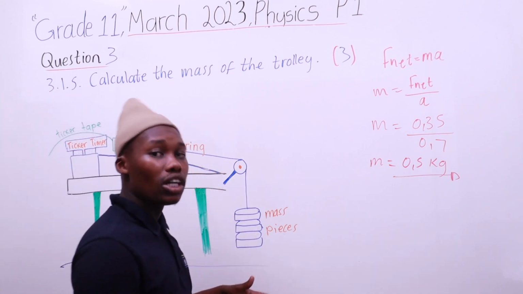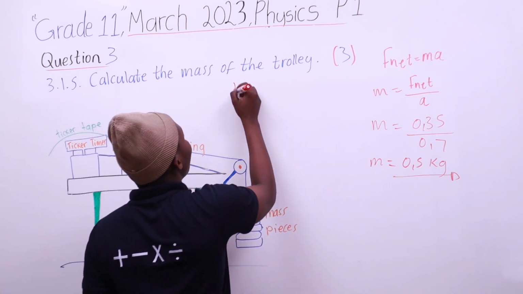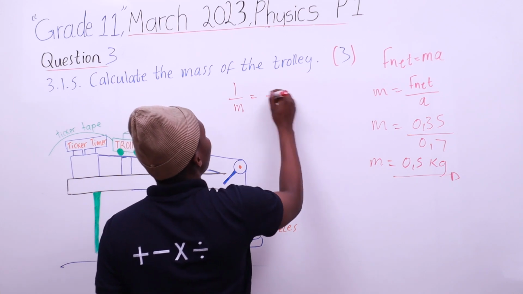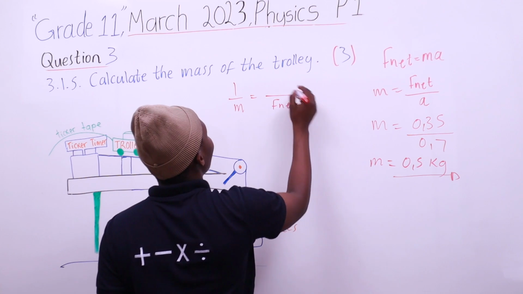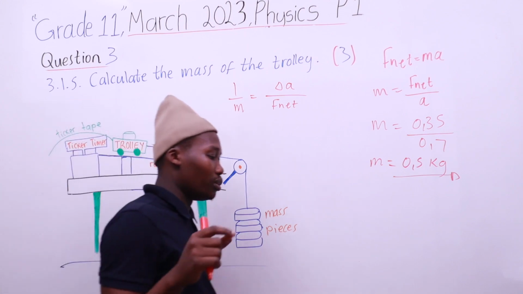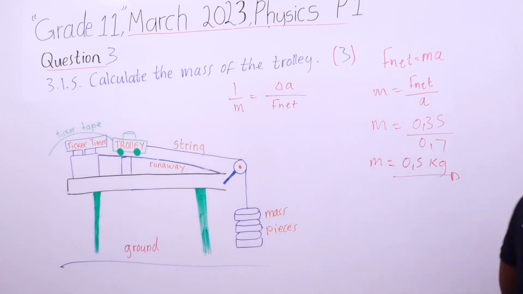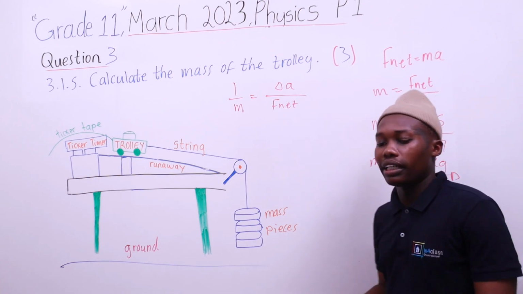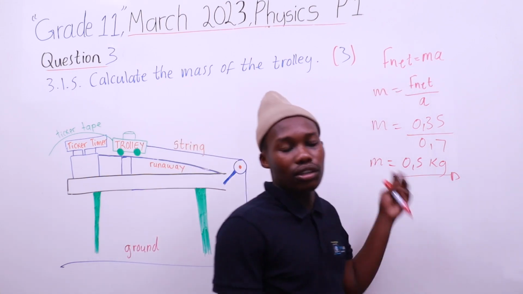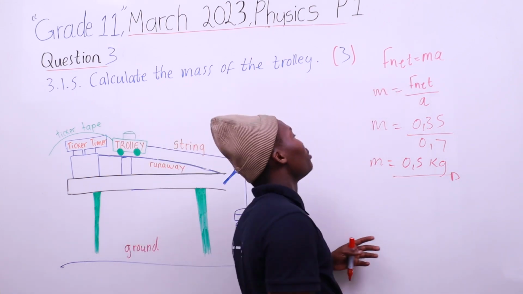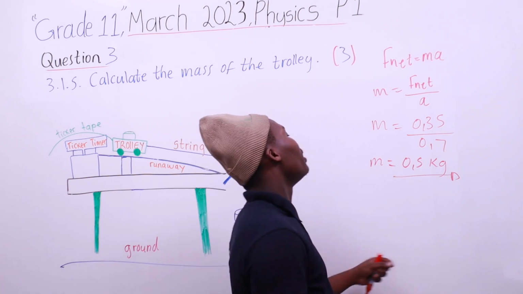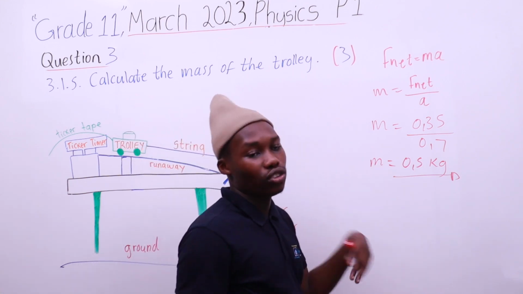You could also use 1 over M is equal to the change in acceleration over the change in F net, or you could use the gradient, y2 minus y1 divided by x2 minus x1. But obviously it's simpler to just use Newton's second law, F net is equal to MA, where F net is your net force. You take any value that corresponds with a point on the graph and you divide to get the answer.